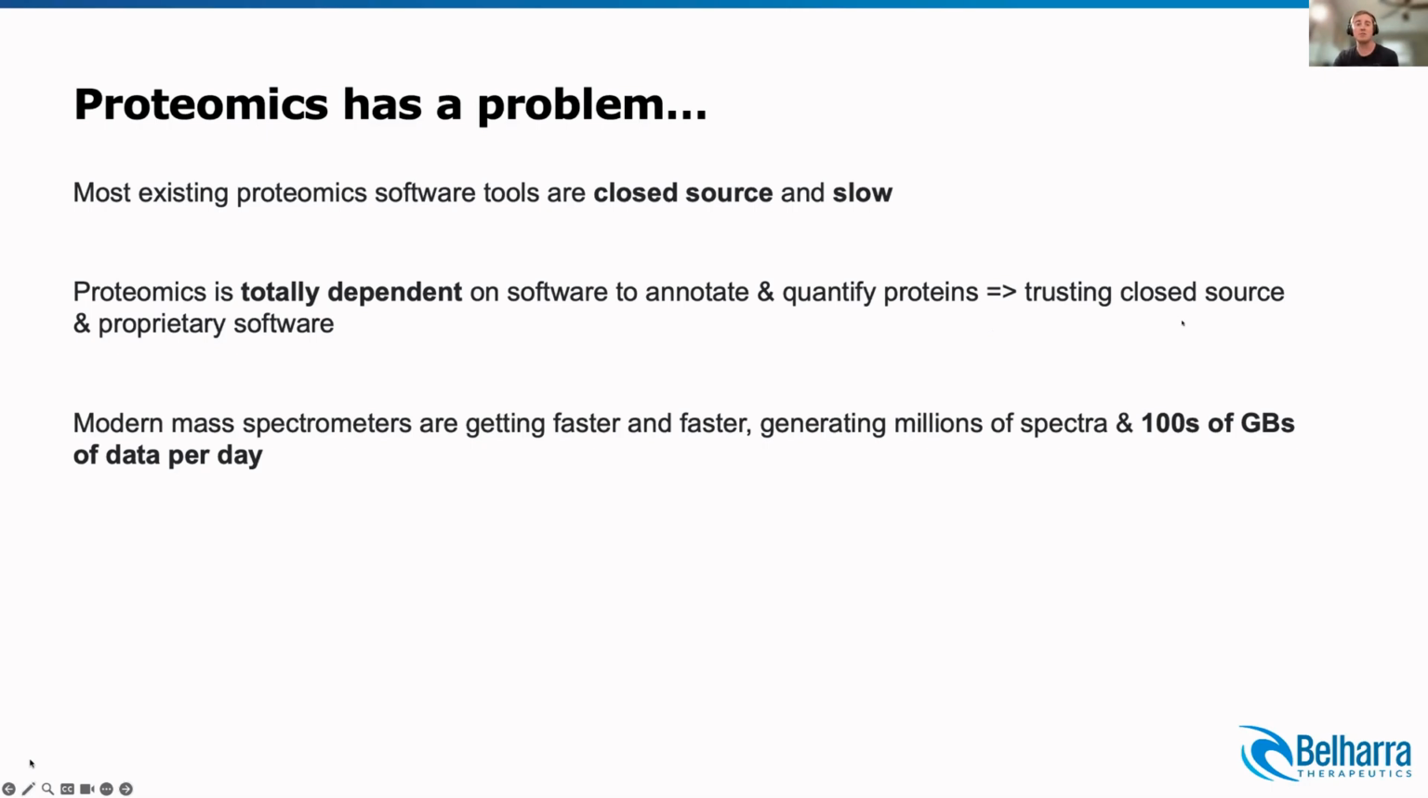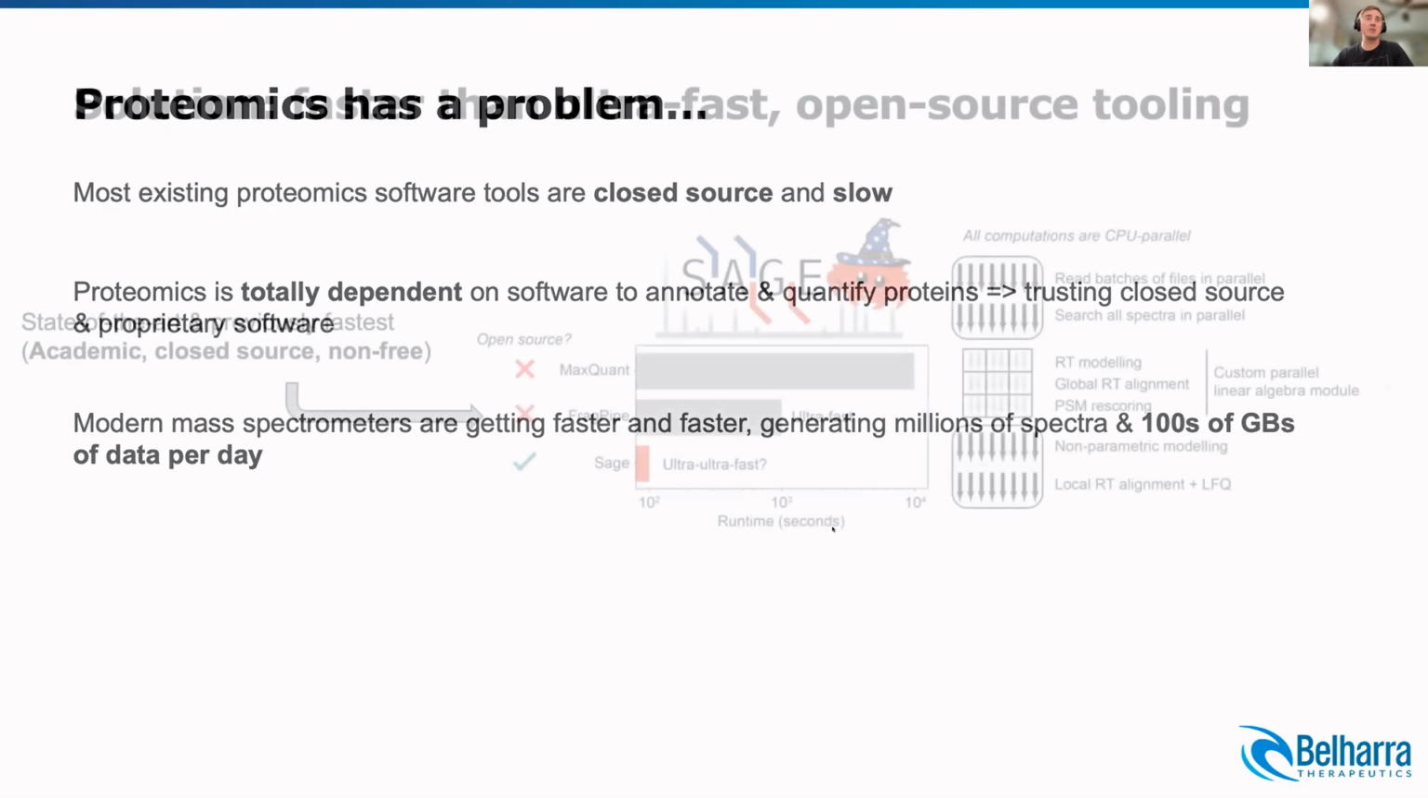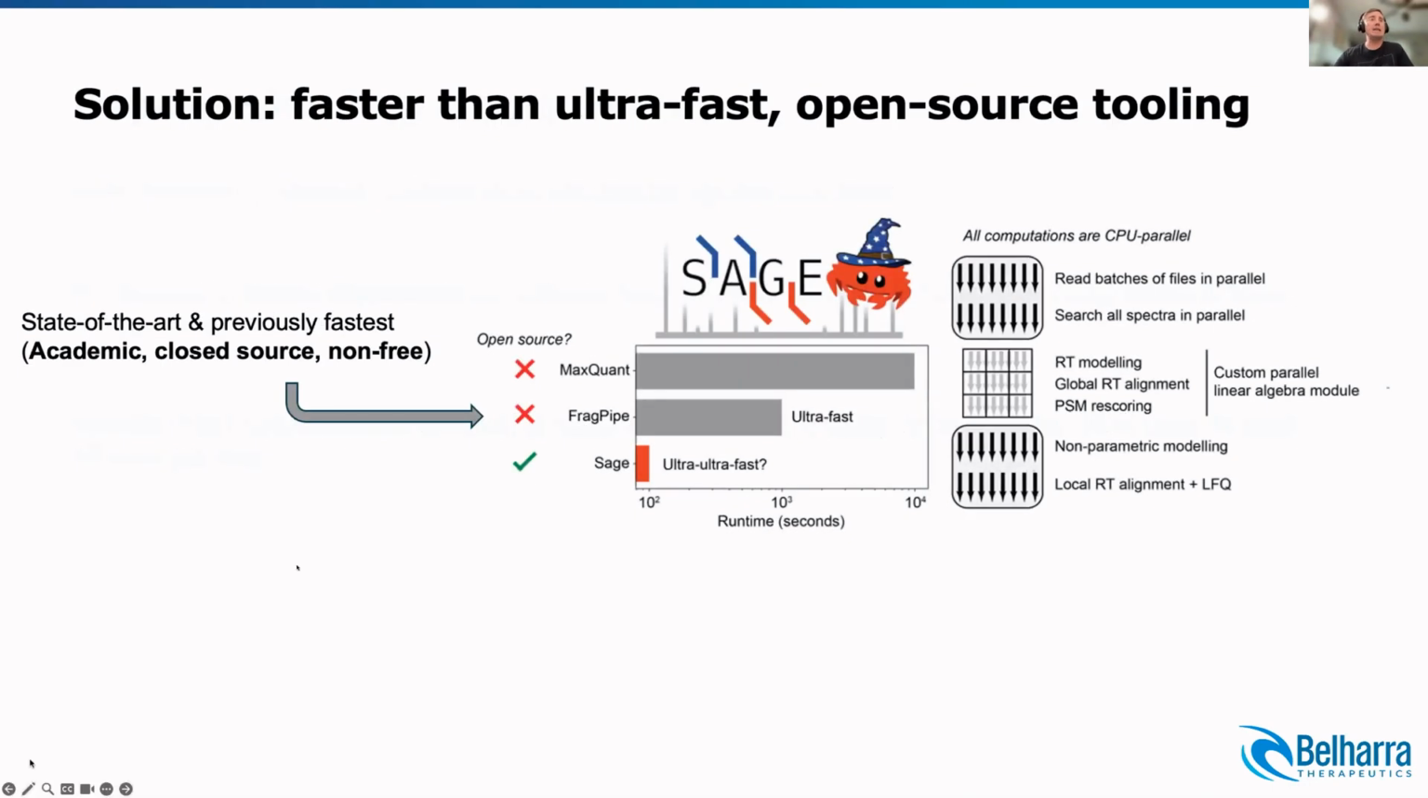That involves trusting closed source and proprietary software. And modern mass specs are getting faster and faster, generating millions of these spectra and hundreds of gigabytes of data per day. So the existing state-of-the-art tool and previously fastest tool is called FragPipe, an academic tool, but it's closed source and non-free, which is pretty typical for proteomics for whatever reason.